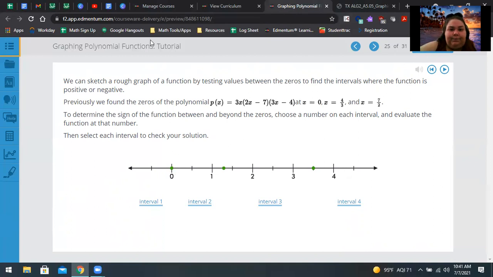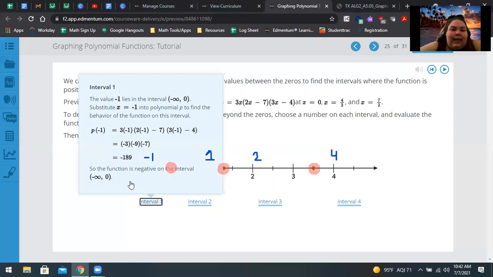So right here, I'm going to do them in red because I want them to stand out more. In these little sections, I'm going to come up with a number. So behind 0, we can say -1. Between 0 and 1.1, I'm going to just go with 1. Again, as long as it's anywhere in between those zeros, it cannot be the 0 though. Between these two, I'm going to just use 2. And after this one, I'm just going to use 4. Now they do give us the interval, and it looks like they tried -1 as well for me.